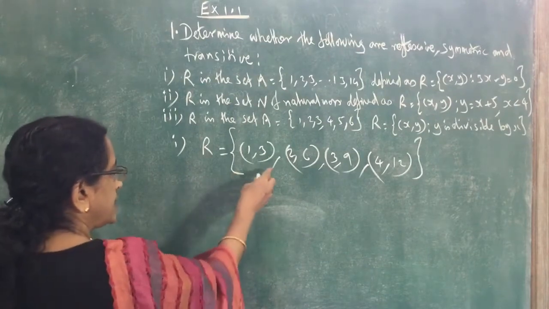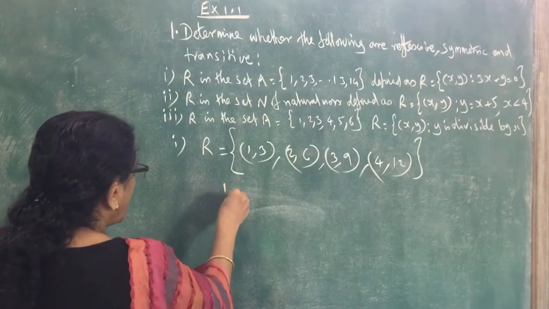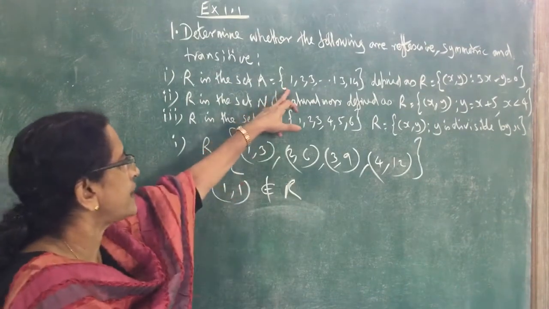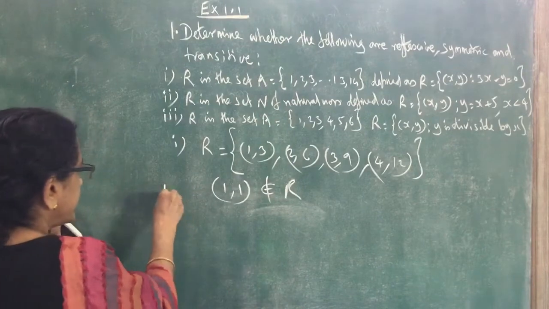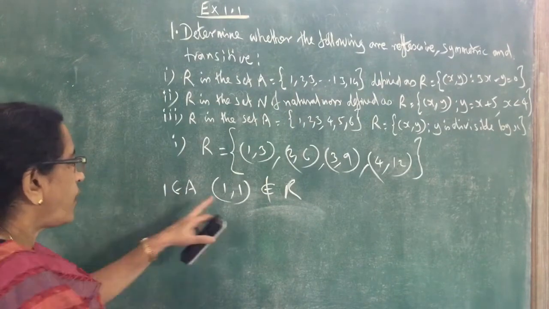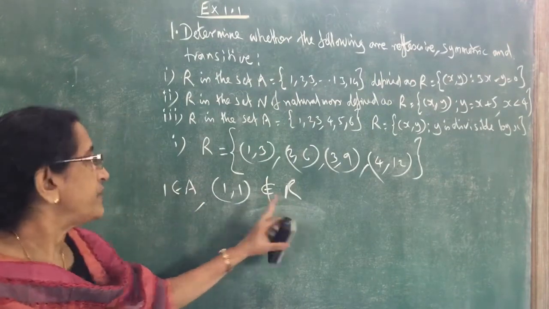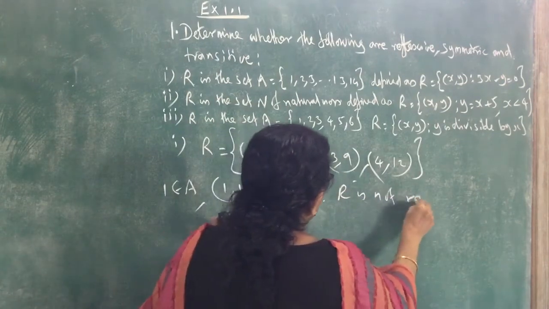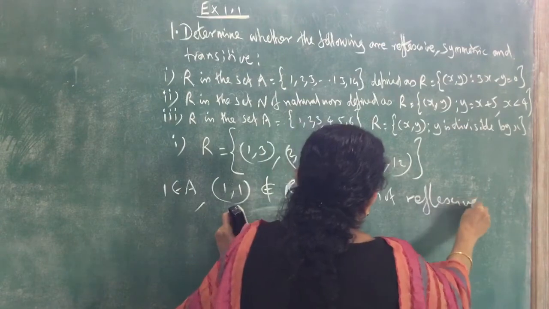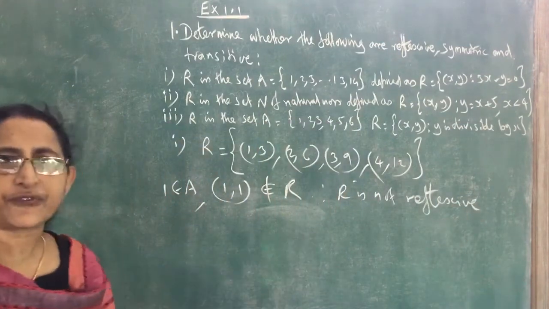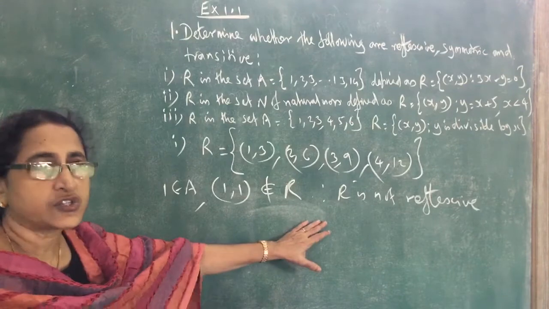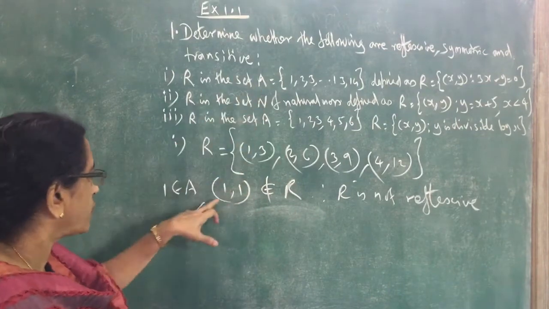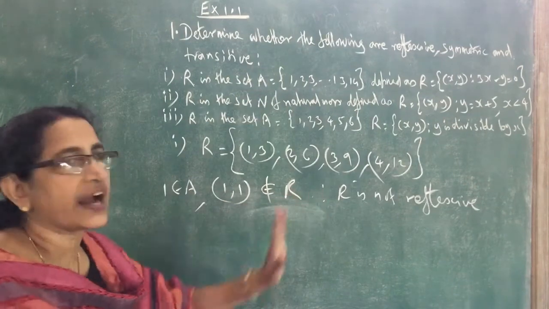So we can write the reason like this. 1 is an element of A, and (1, 1) does not belong to R. Therefore R is not reflexive. Only that is enough to show that it is not reflexive. So only show with one example. 1 belongs to A but (1, 1) does not belong to R. Therefore R is not reflexive.